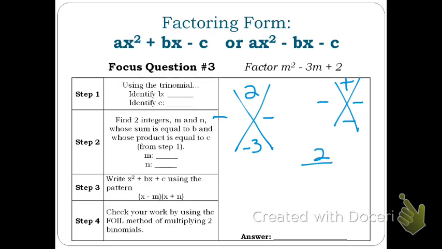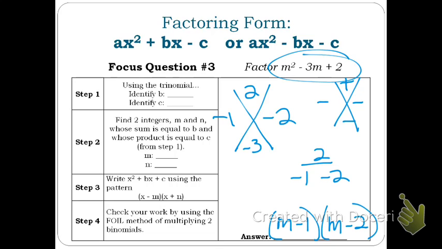Factors of 2 are 1 and 2. And that's it. That's the only factors, and we're expecting negative and negative, so we know it has to be 1 and 2. So our answer is m minus 1 times m minus 2. You can always check your work by either stacking or using your box or using the FOIL method to multiply those two values together to see if you get the original polynomial.